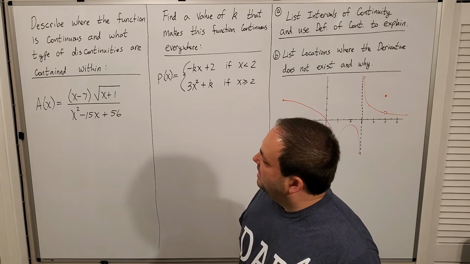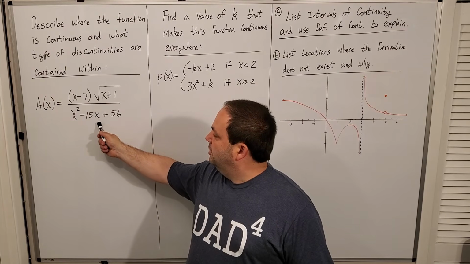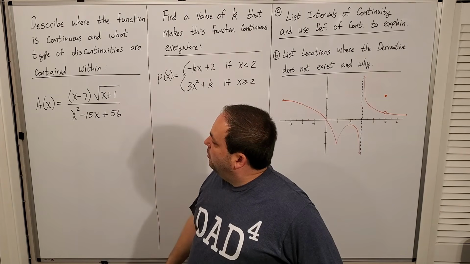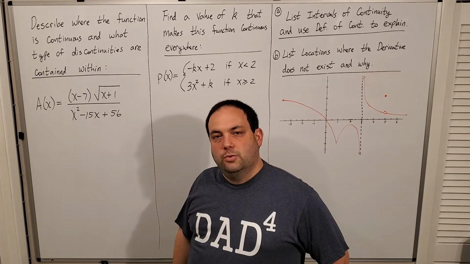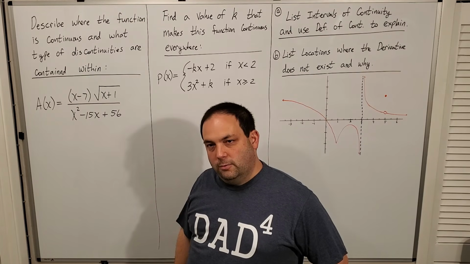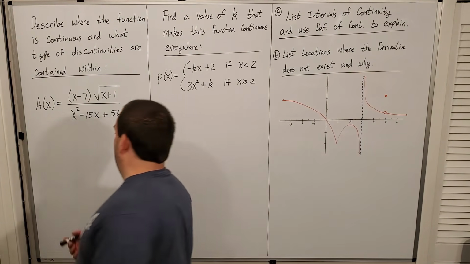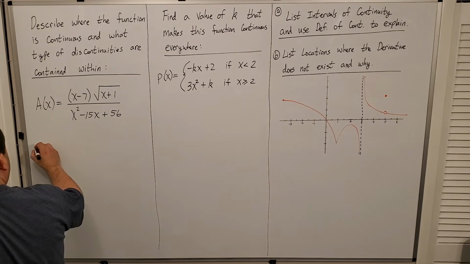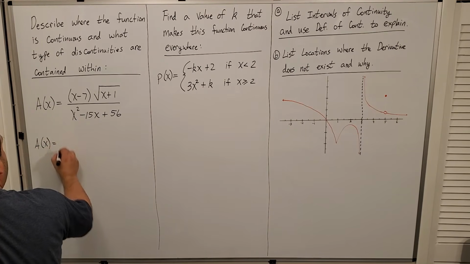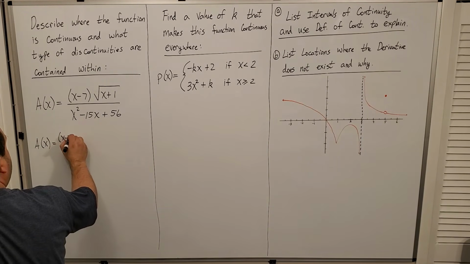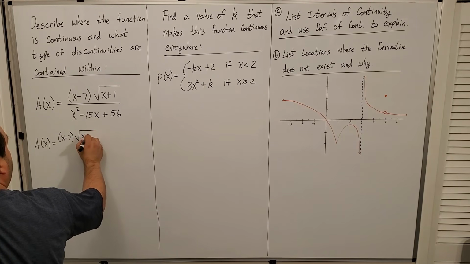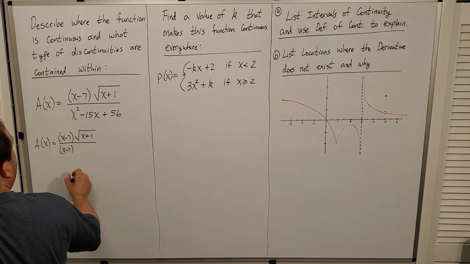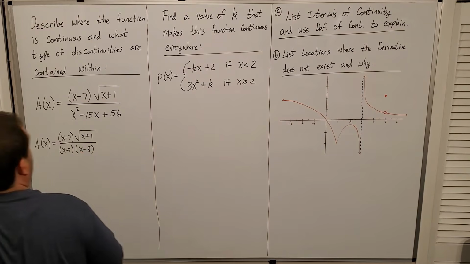So if I'm looking at this, I'm seeing a couple of things. I'm seeing a division, which I really want to look out where that denominator is going to be zero. But also I've got this square root here, and I really want to make sure and get my domain correct as well. Okay, so I'm going to start by factoring here. I can see that a of x is equal to x minus 7 times square root of x plus 1 divided by x minus 7 times x minus 8.